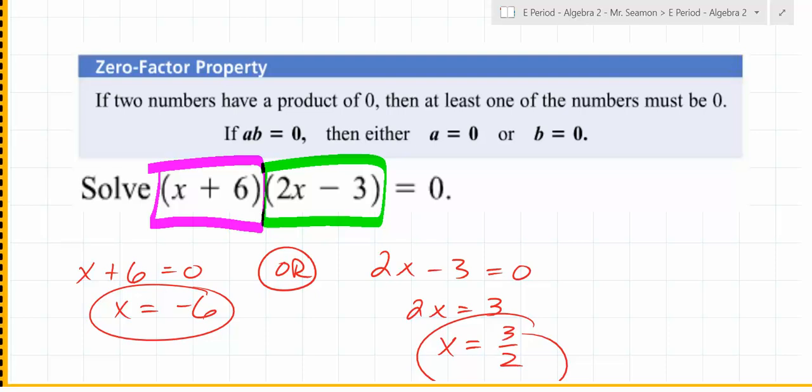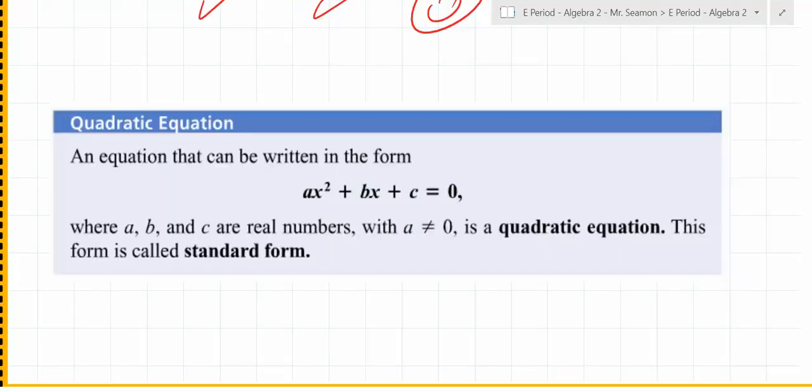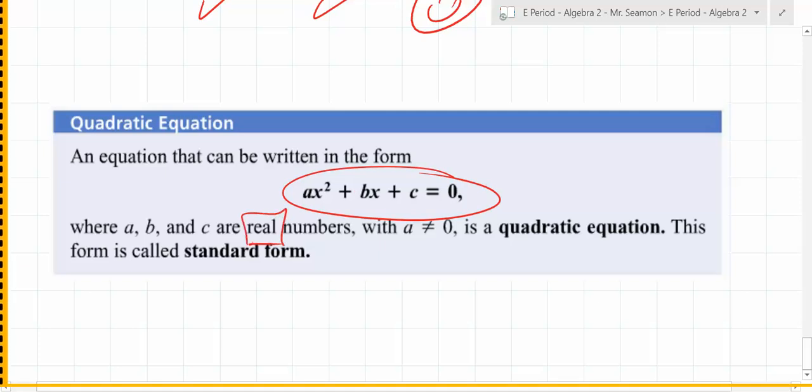The only way to get 0 when you multiply things together is if one or more of the elements equals 0. An equation that can be written in the form ax squared plus bx plus c equals 0, where a, b, and c are real numbers. You see real right there. And a doesn't equal 0. What happens if a is equal to 0? What goes away? The x squared goes away, right? And it's not a quadratic anymore, so a isn't 0. Can b be 0? Can c be 0?